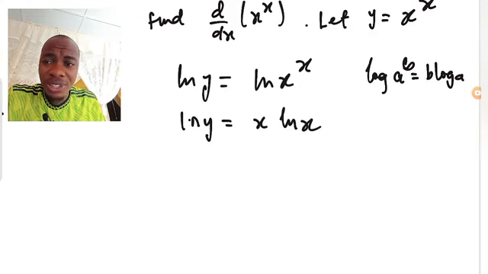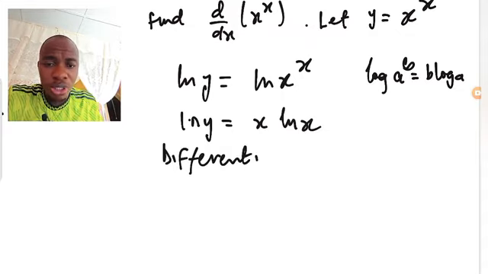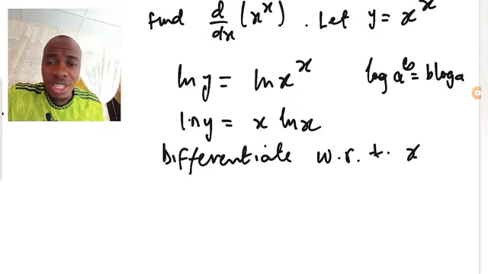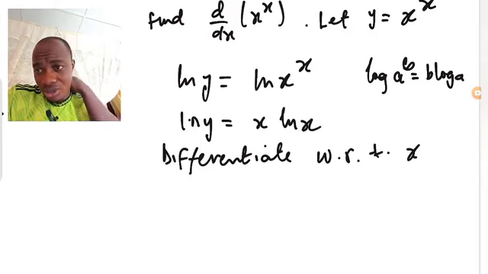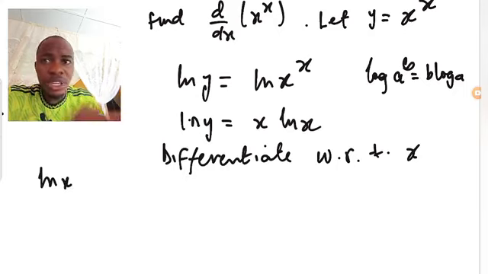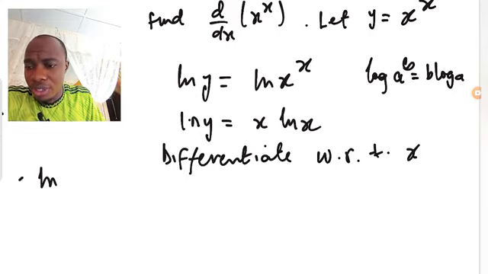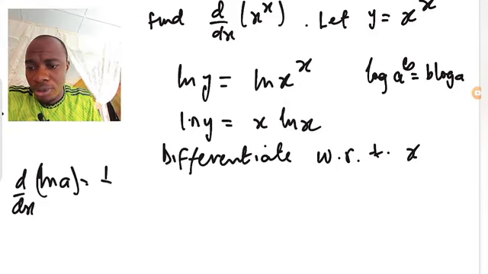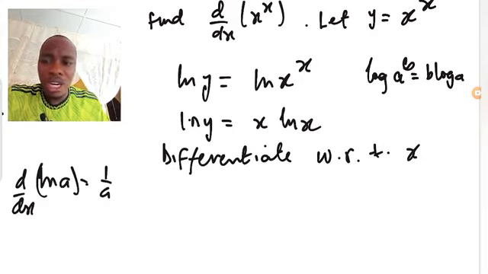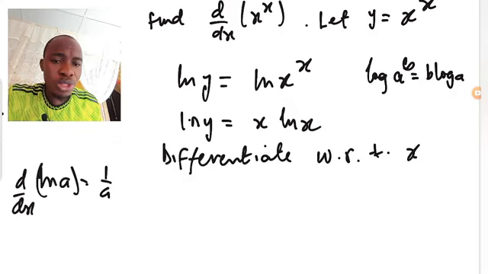Now from here, we can differentiate with respect to x. You should recall that whenever you have ln of a, d/dx of ln a will give us 1 over a. I want you to take note of that and keep it aside. So going on, we differentiate with respect to x.